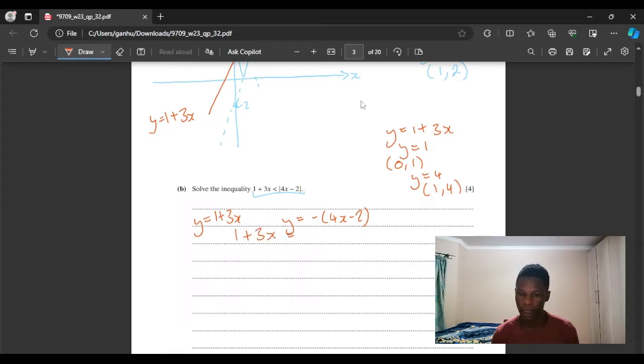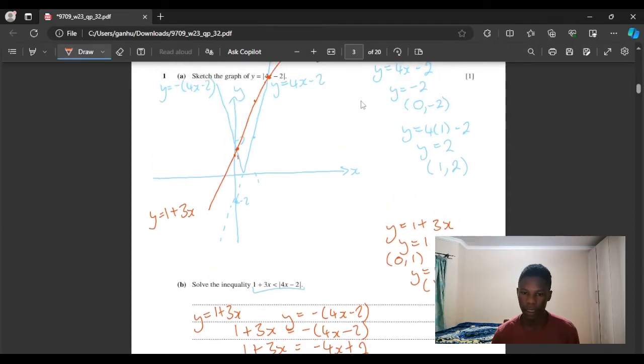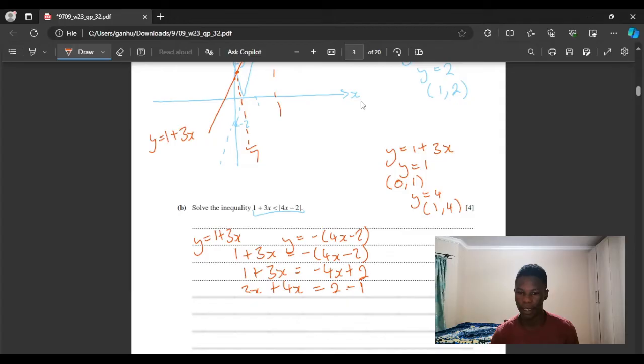So let's equate the two equations. 1 plus 3x equals negative 4x minus 2. Let's expand our bracket on the right hand side. That's negative 4x plus 2. Let's put all the terms in x on the left hand side and the other terms on the right hand side. So that 7x is equal to 1, so x is equal to 1 over 7. And so our first point of intersection over here is at 1 over 7, and now we need to find this other point of intersection.